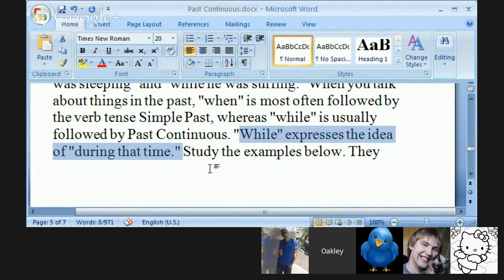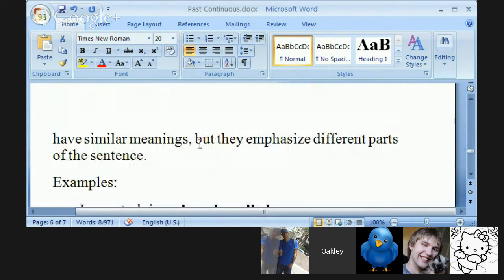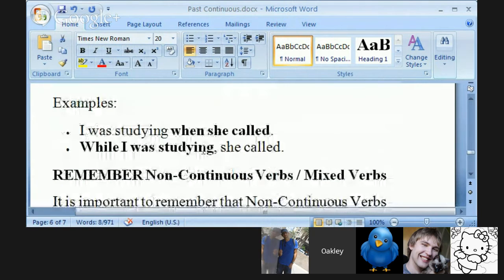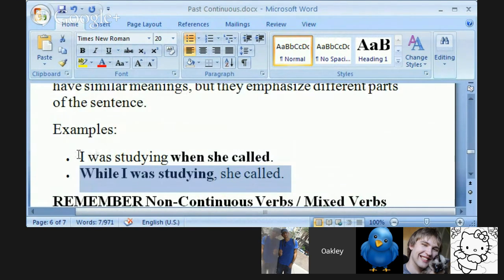While expresses duration of time. So I can say I was studying when she called. While I was studying, she called. What is the difference? It emphasizes a different part of the sentence.